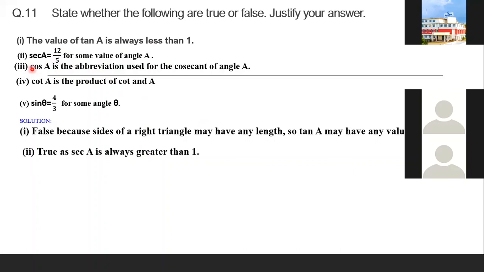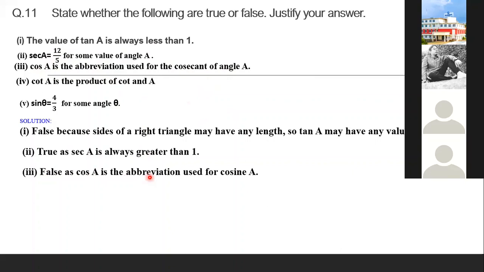Third one, cos means cosine. Cosecant means reciprocal of sine. Cos A is the abbreviation used for cosine A. Cosecant is a reciprocal of sine A. Both are not the same.